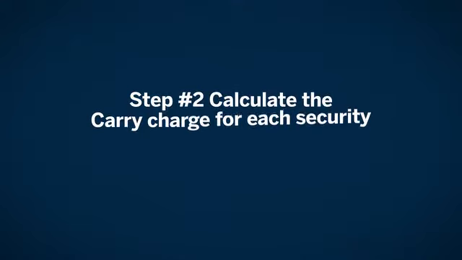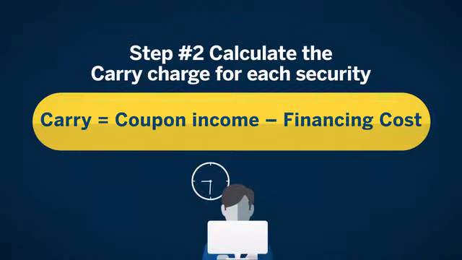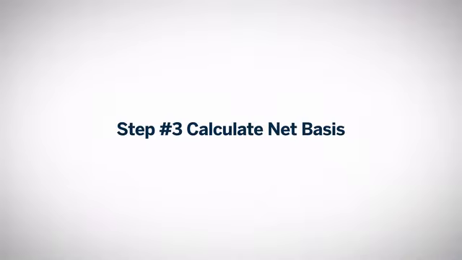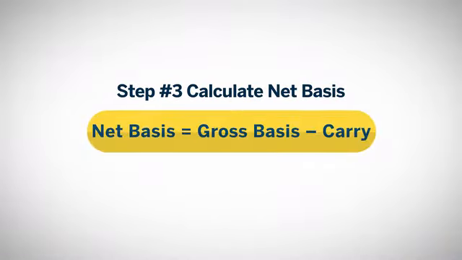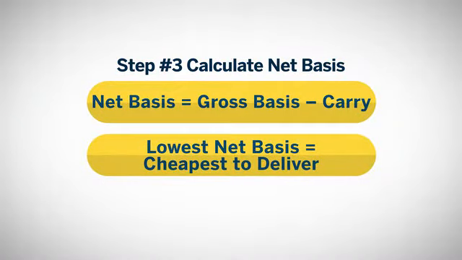Next, calculate the carry charge for each security. Carry is the cost difference between borrowing short-term in the repo market and buying longer-term in the fixed income market. Typically, this is a positive number, since the yield curve is upward sloping, meaning that short-term rates are lower than long-term rates. Carry is the coupon income minus the financing cost. Now, using the values from the above calculations, we can calculate net basis. Net basis equals basis minus carry. The issue with the lowest net basis is the cheapest to deliver.